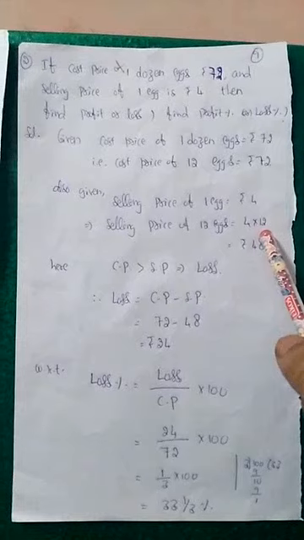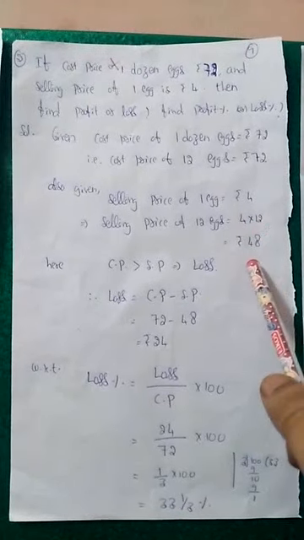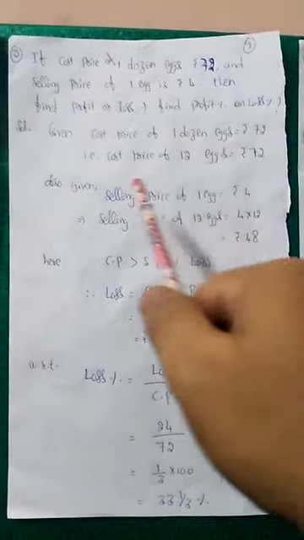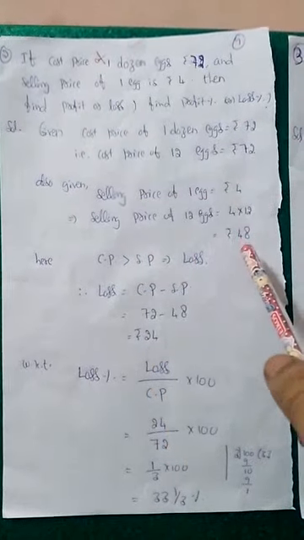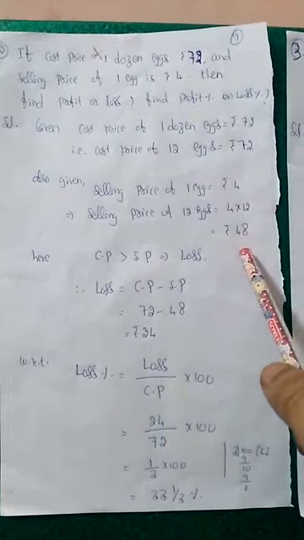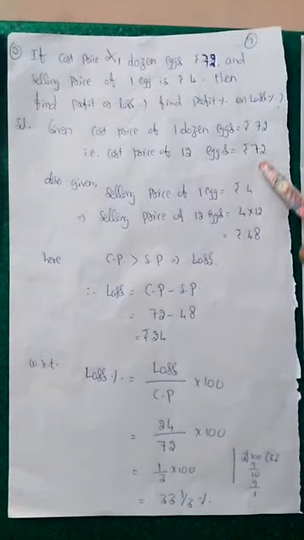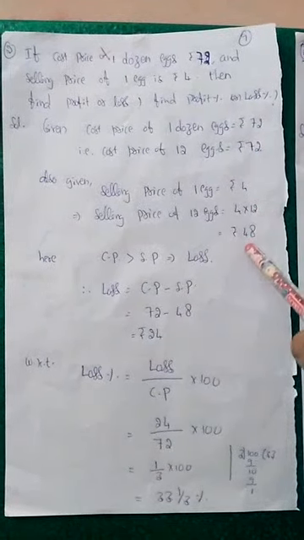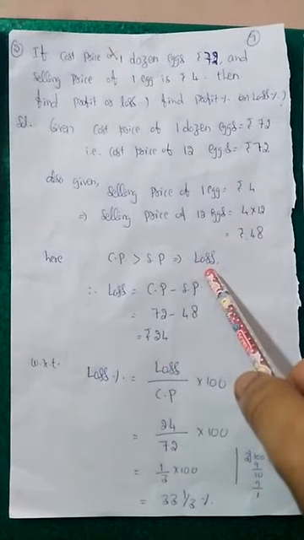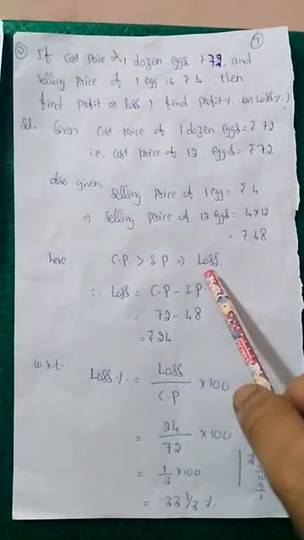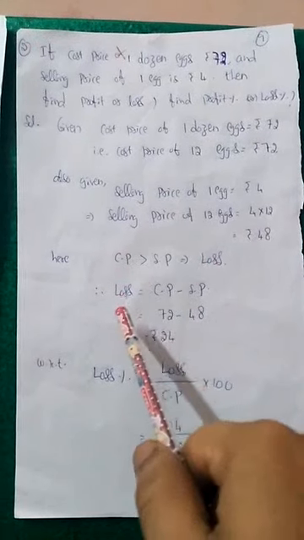That means 12. So 4 12s are 48. Cost price of 12 eggs is 72. Selling price of 12 eggs is 48. Clearly, cost price is greater than selling price. What will we get here? Loss.